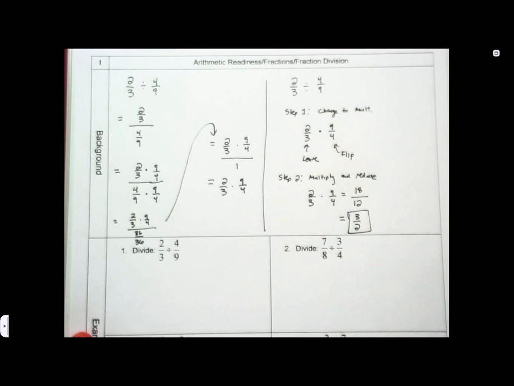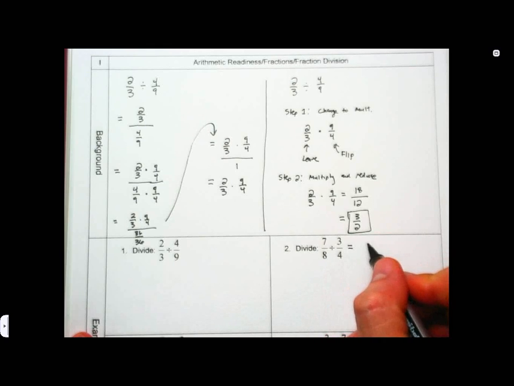Okay, I want you guys to try number 2. First turn this division problem into an equivalent multiplication problem. Then actually do the multiplication and get your answer. Pause the video and then restart when you're ready.